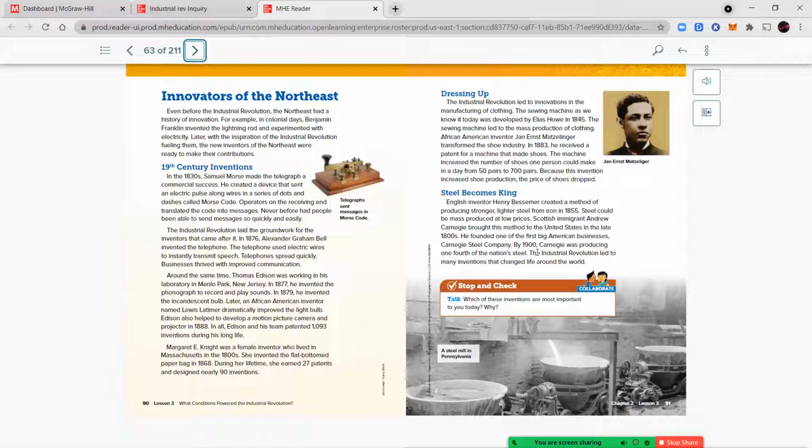The Industrial Revolution led to many inventions that changed life around the world. A steel mill in Pennsylvania. That's what you're seeing in the bottom picture.